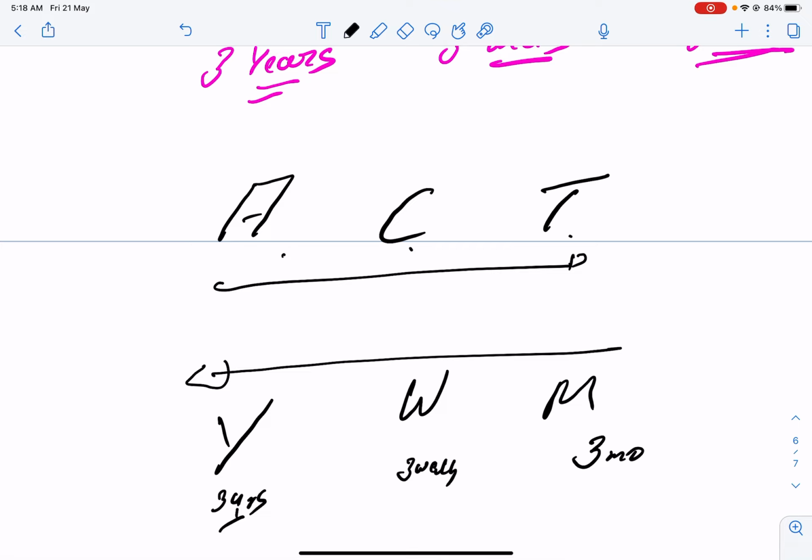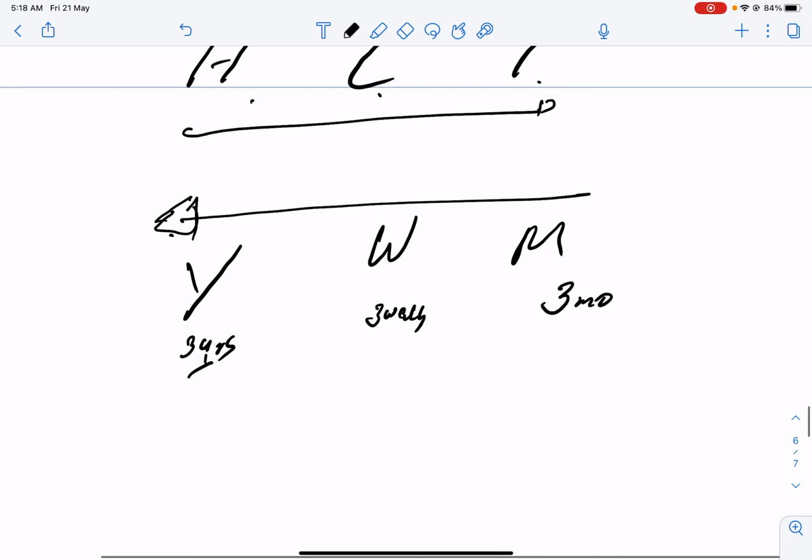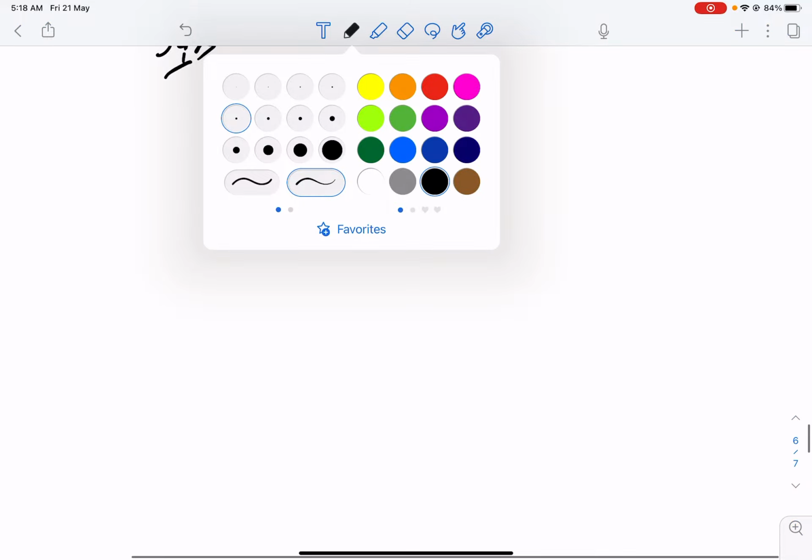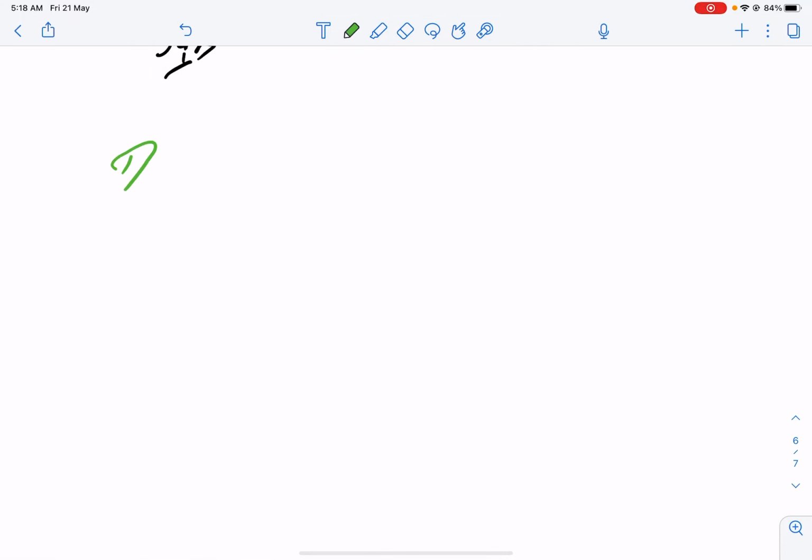A, B, C, D, F, G, alphabetical order. Here also the arrow mark is here, so you can remember for the lifetime. So this hair cycle will also have pathology or disorders. So let's talk about the disorders here.